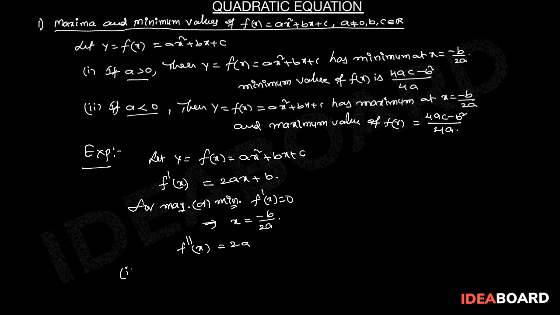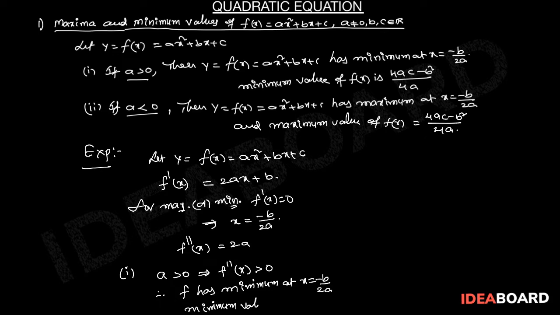Now we'll discuss the first one. If a is greater than 0, that implies f''(x) is greater than 0. Therefore f has a minimum at x = -b/2a. The minimum value is (4ac - b²)/4a.